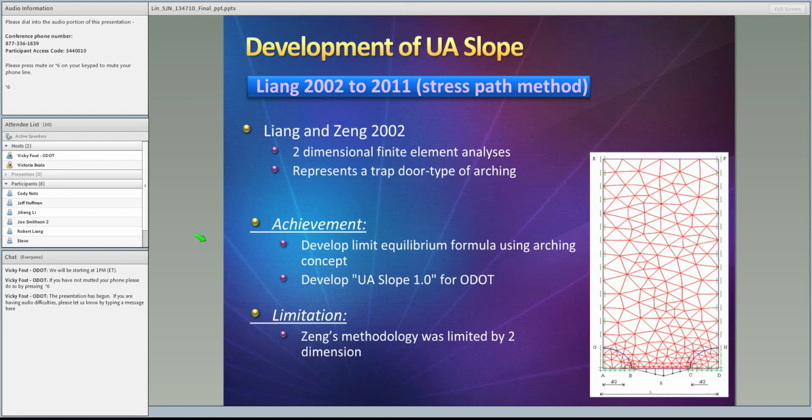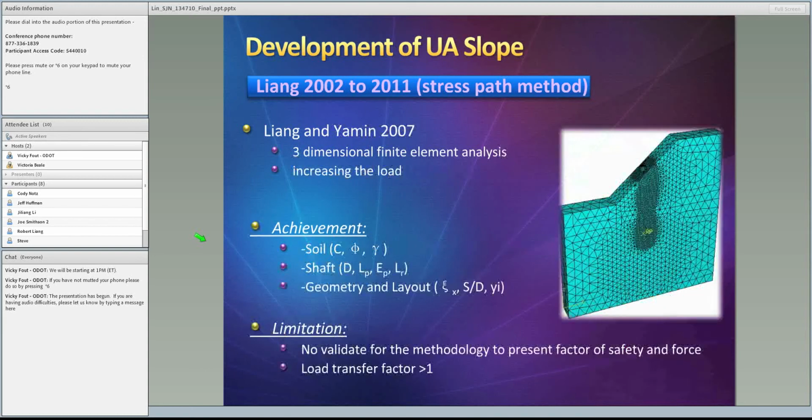In 2007, Liang and Yaming simulated another, three-dimensional finite element. However, the limitations are, first, they didn't validate the methodology to present the factor of safety of force. Second, sometimes his load transfer factor is bigger than 1.